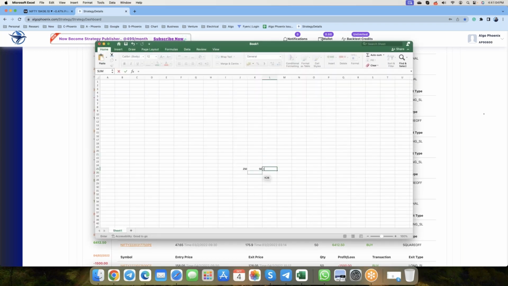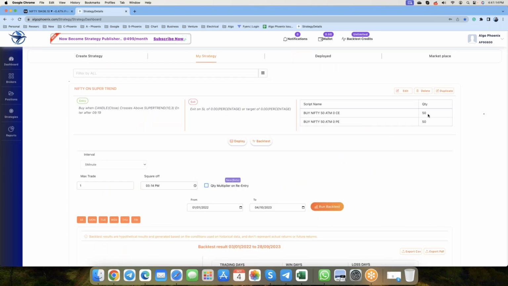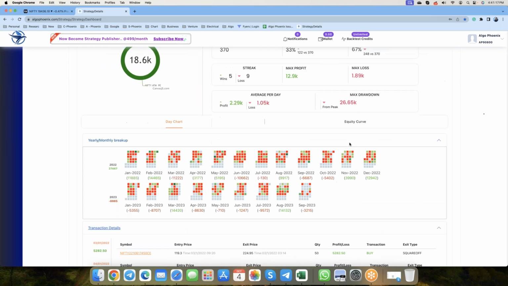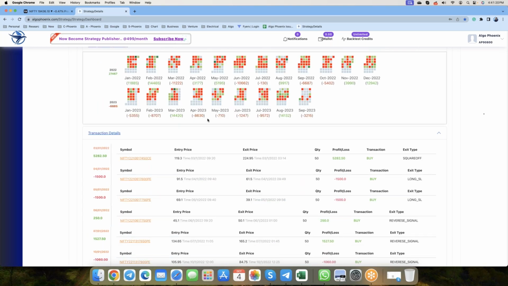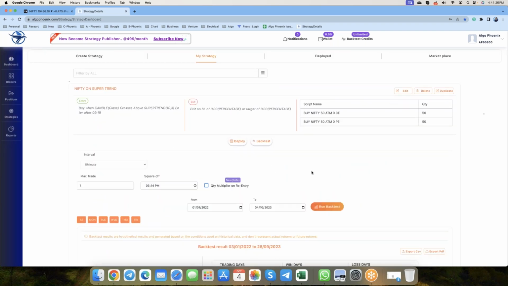Roughly the capital would be around 12,500. Yes, decent capital. So for 12,500, we are taking one lot only, right? 12,500 maximum capital. Some months I'm able to make decent profit, some months I end up losing money. So now this is looking a bit favorable. Now I'm supposed to start playing around with this.